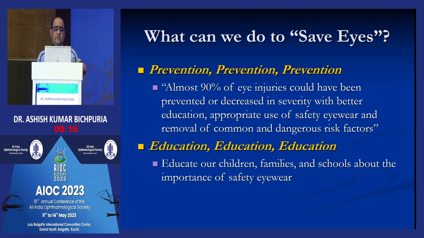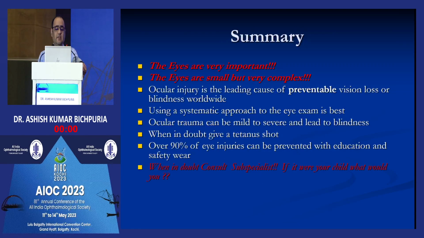So what can we do to save the eyes? Prevention, prevention, prevention. Almost 90% of eye injuries could have been prevented or decreased in severity with better education, appropriate use of safety eyewear, and removal of common and dangerous risk factors. Education, education, education. Educate our children, family, and school about the importance of safety eyewear.